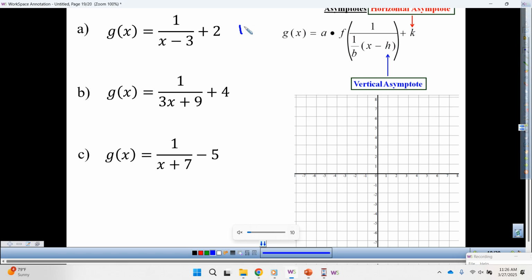Okay, for 1A, I need a VA, x equals, and an HA, f of x equals. Let's go with Sebastian. What'd you get, Sebastian? VA is 3, and the HA, 2. So, VA is at 3. And HA is at 2. Hands if you got that.